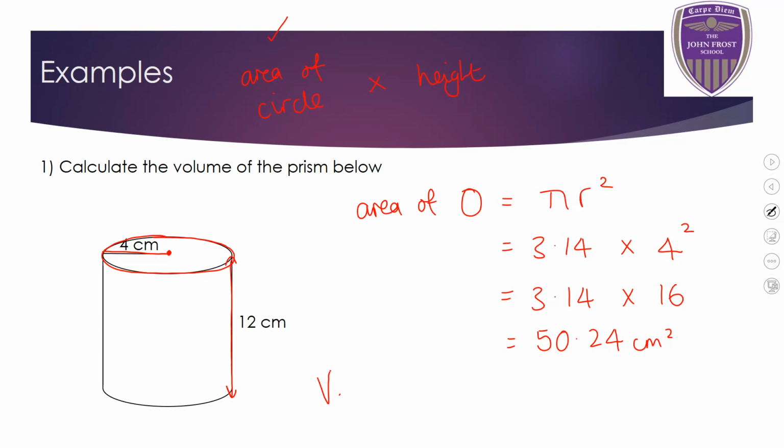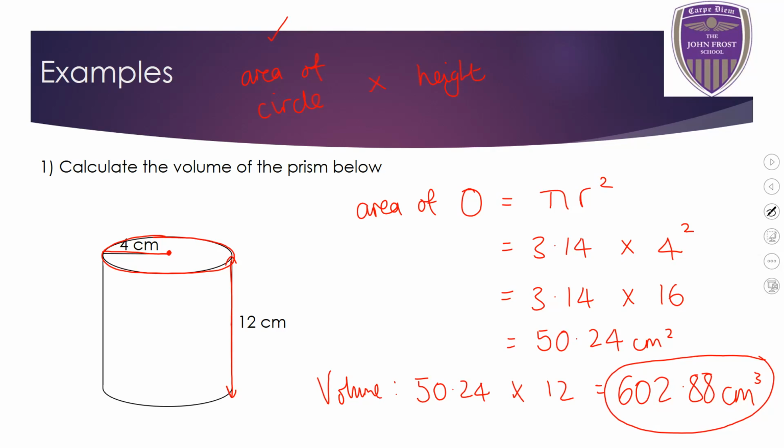Okay, so for the volume, we're going to do 50.24 times by 12. Again, change the 50.24 into a whole number, so times it by 100, do the box method, change it back. So 50.24 times by 12 is 602.88. The units are in centimeters. We're doing volume, so as we discussed yesterday, volume is always cubed, isn't it?